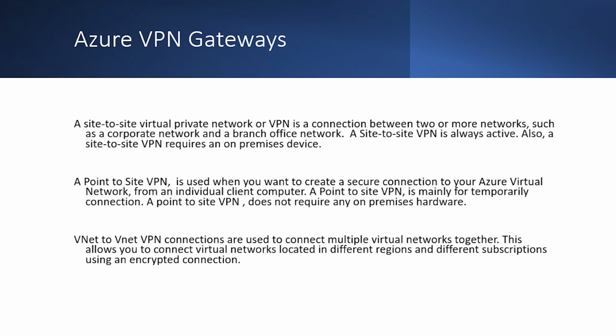VNet to VNet VPN connections are used to connect multiple virtual networks together. This allows you to connect virtual networks located in different regions and different subscriptions using an encrypted connection.